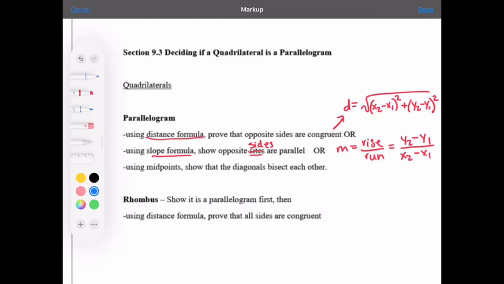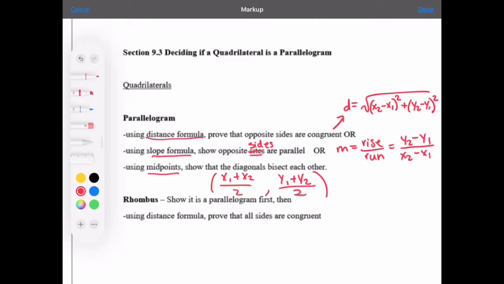Now our last option is to use midpoints to show that the diagonals bisect each other. So if the diagonals have the same midpoint, then that means that they bisect each other. So the midpoint formula is x1 plus x2 over 2, comma, y2 plus y1. I mean, it doesn't matter, but y1 plus y2 divided by 2. Okay, and that'll give us our midpoints.